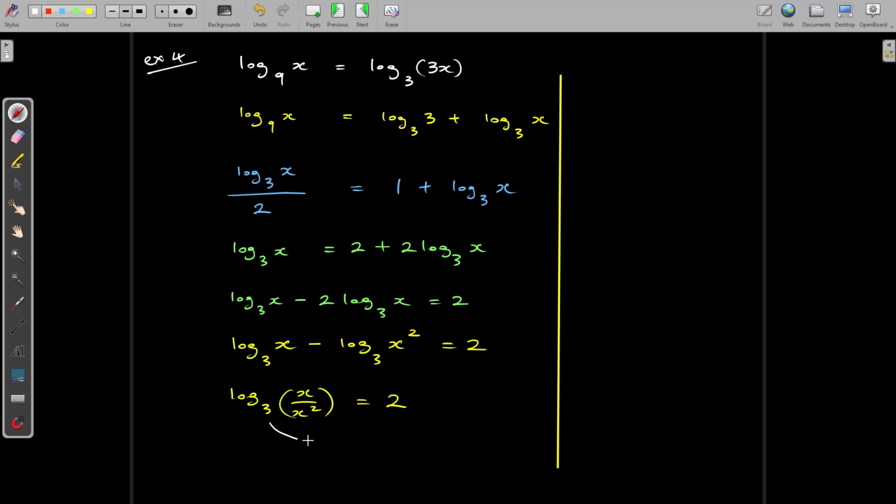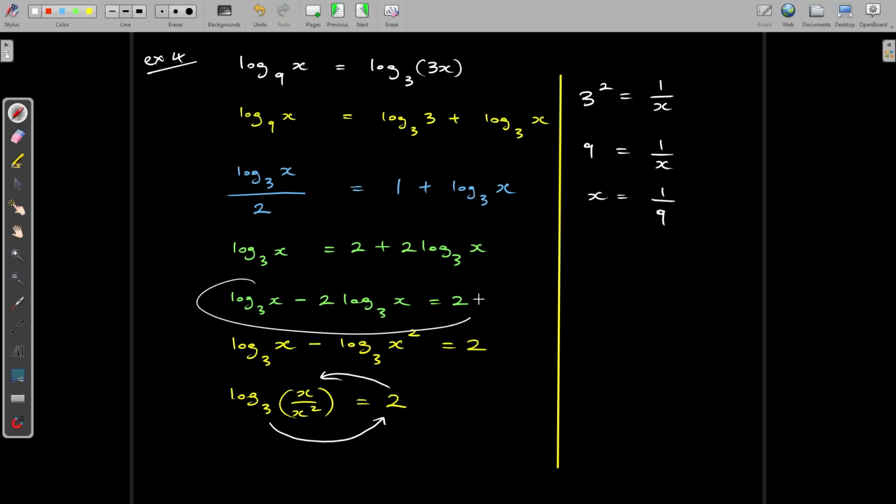So now we can say 3 squared is equal to this. So 3 squared is equal to 1 over x. 9 is equal to 1 over x. x is equal to 1 over 9. But what if we had subtracted here? Do you think we would have gotten the answer the same way?